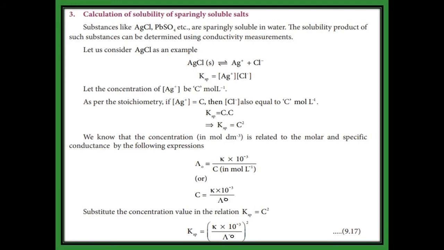In the first video we already learnt the molar conductance formula, kappa into 10 power minus 3 divided by C. From that we can derive C is equal to kappa into 10 power minus 3 divided by uppercase lambda naught. Then substitute the C value in the solubility product. What we get is the solubility product equal to C squared. So the solubility product is equal to kappa into 10 power minus 3 divided by uppercase lambda naught, the whole squared. This is the solubility product.